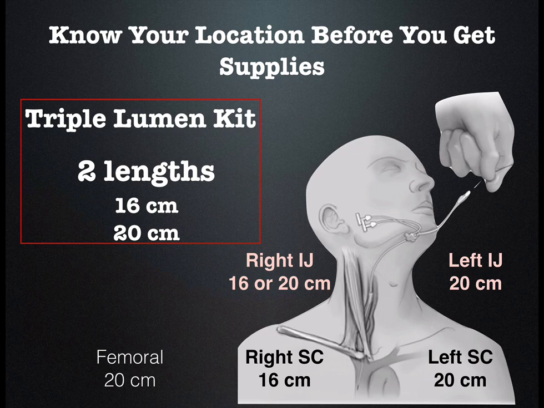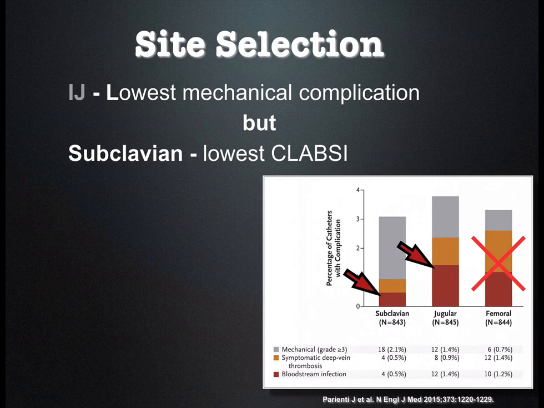The right IJ is variable. It depends on the height of the patient. So a tall person will use a longer catheter, whereas a short woman maybe would use a shorter catheter. So you will either use a short 16 or the longer 20 on the right IJ. Anything on the left side is always a 20 centimeter catheter, and if you're doing a femoral location, it's always a 20 and sometimes a 24 centimeter catheter.